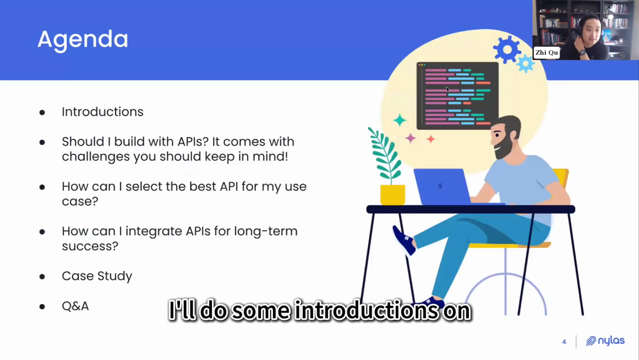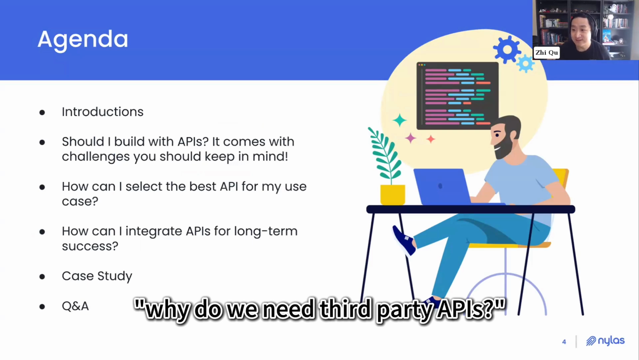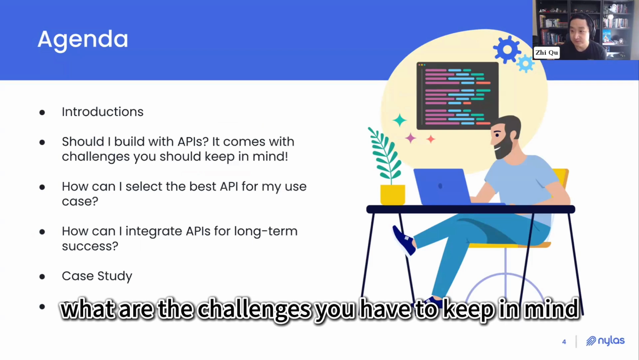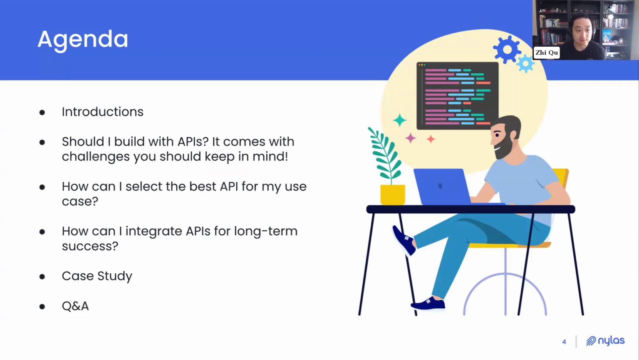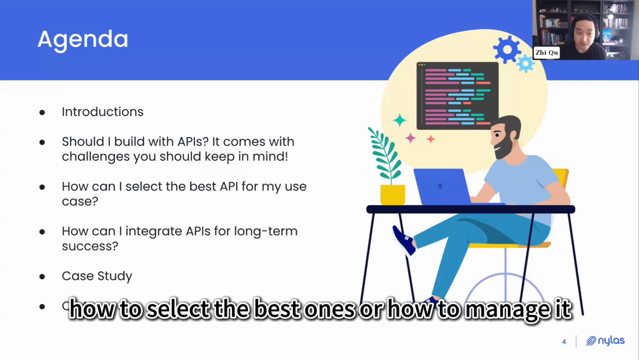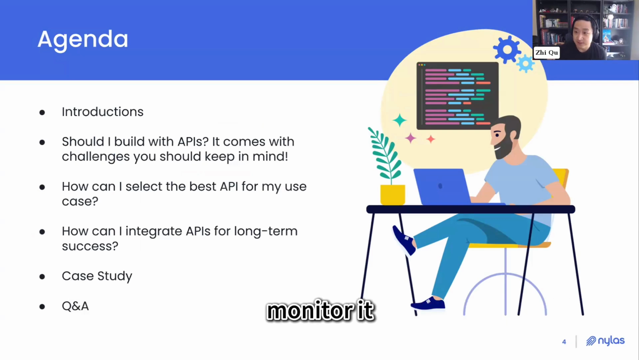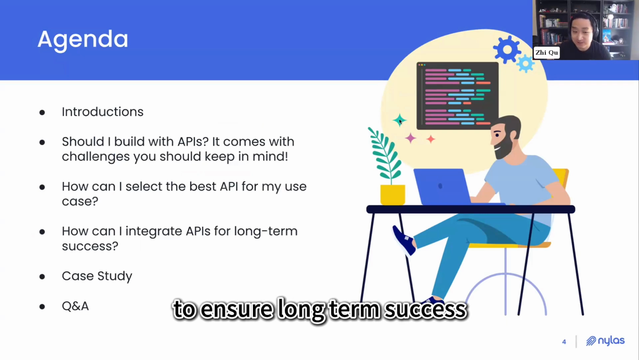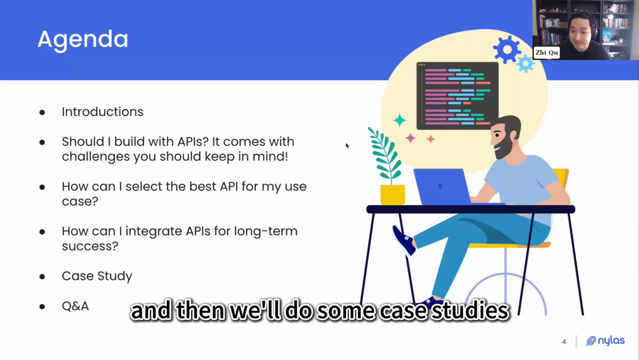So the agenda is I'll do some introductions on why do we need third-party APIs and build versus buy questions. What are the challenges you have to keep in mind? How to select the best ones, how to manage it, monitor it, how to handle failures from those APIs to ensure long-term success. And then we'll do some case studies.